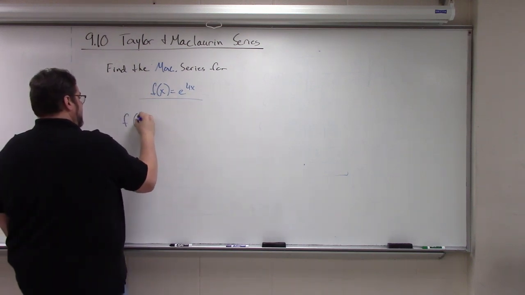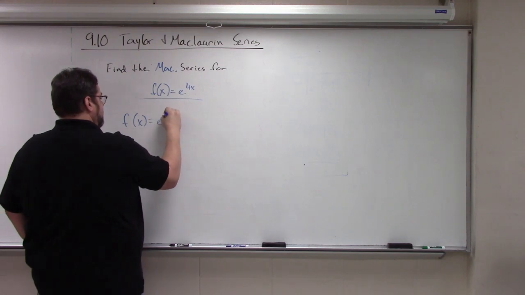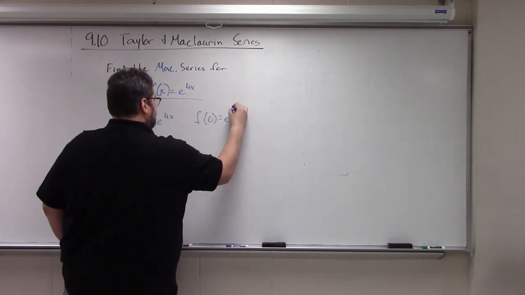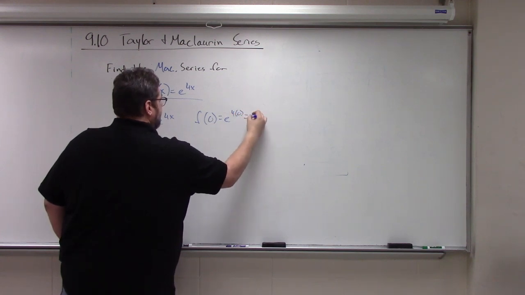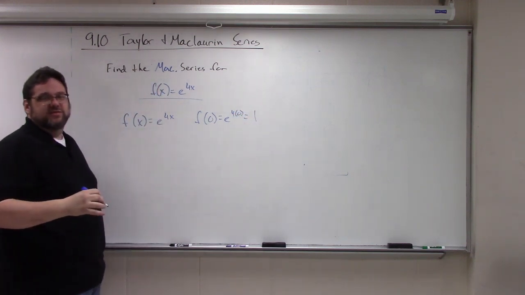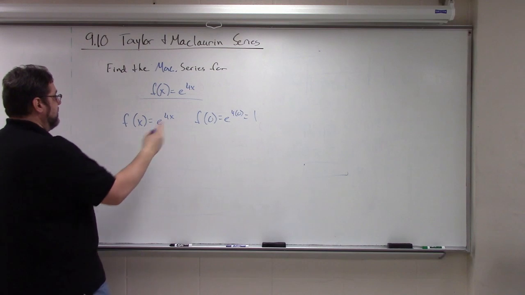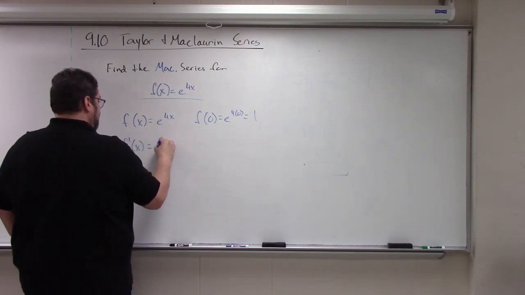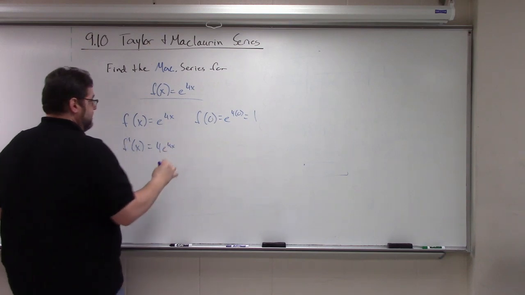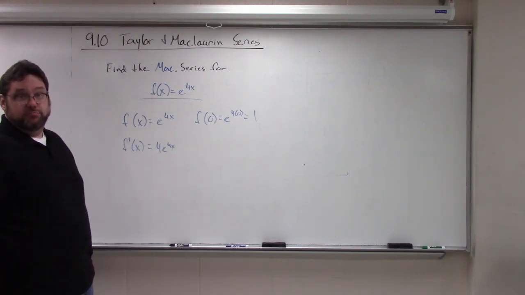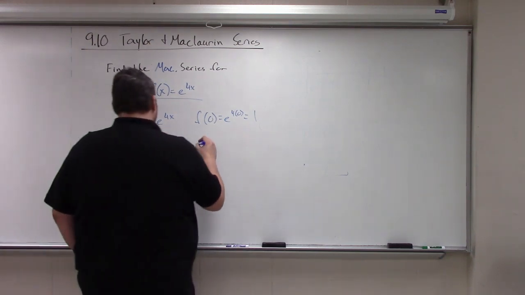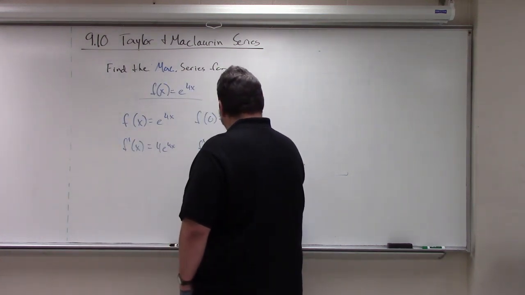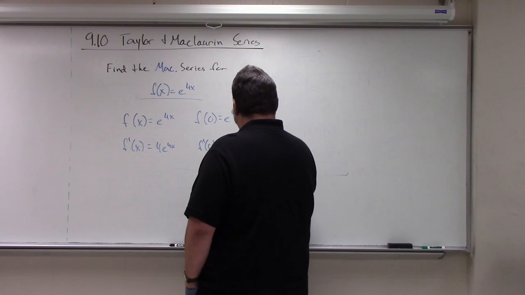All right, f of x equals e to the 4x. Therefore, f of 0 equals e to the 4 times 0, which is just going to be 1, because that's e to the 0. So what's the derivative of this? Well, f prime of x is 4e to the 4x. All right? And so then f prime of 0 is going to be 4e to the 4 times 0, and that's going to be 4.